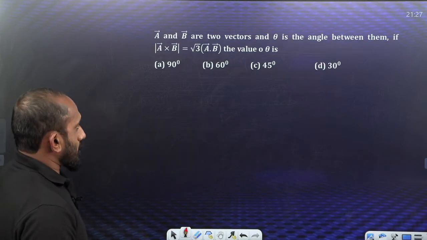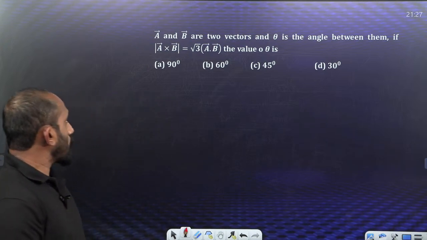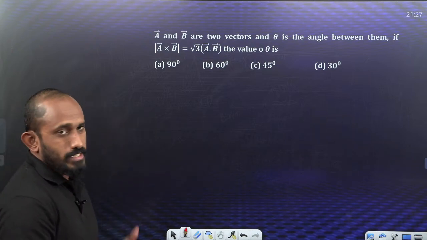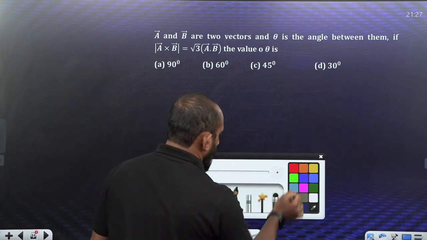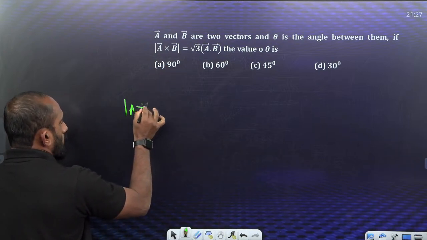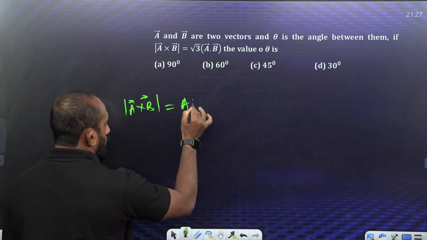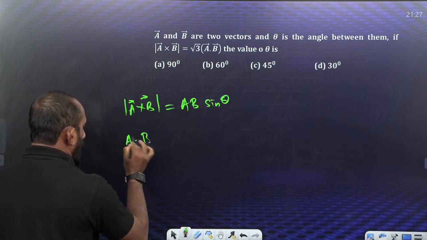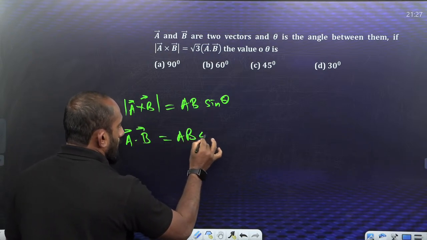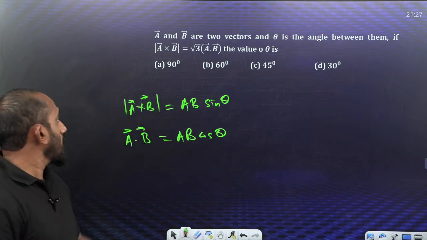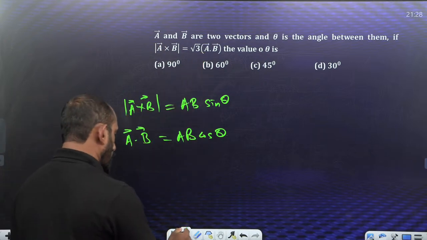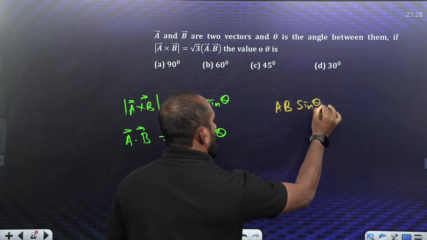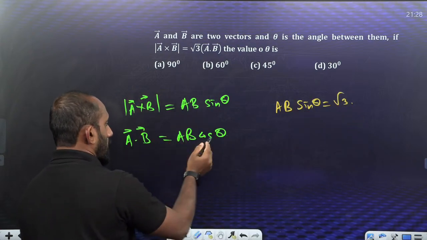Vector A and vector B are two vectors and theta is the angle between them. If modulus of A cross B is equal to root 3 times modulus of A dot B, the value of theta is? Very simple, direct question. Modulus of A cross B, we know, is AB sine theta. And A dot B has only a scalar value, equal to AB cos theta. Now what is given? Modulus of A cross B is equal to root 3 times A dot B. So we can write it as AB sine theta is equal to root 3 times AB cos theta.